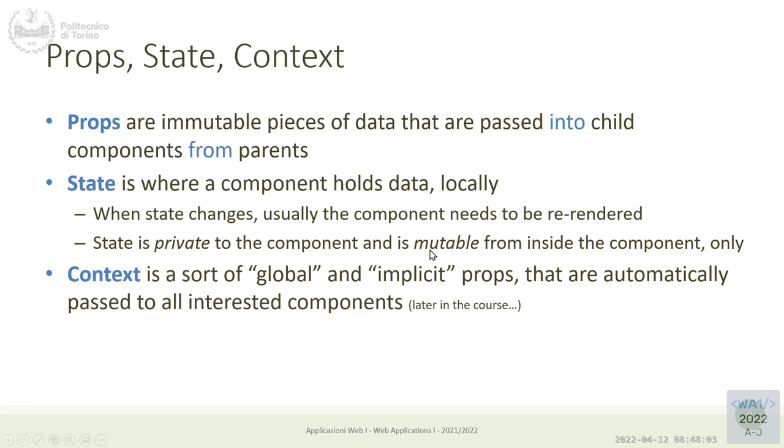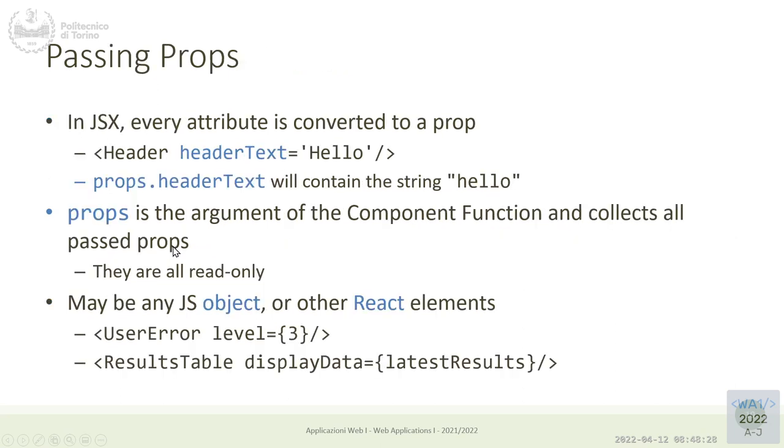But we will see that we cannot change it during one execution of the function, but only for the next executions of the function itself. We are not mentioning context. We'll see it later on, which is a sort of a way of having a global state, which is accessible to all components. So in a way, breaking this privateness of the state. But first, let's first understand the state, and then we can globalize it if we need.